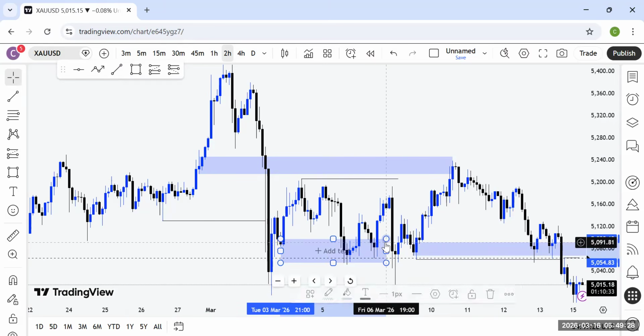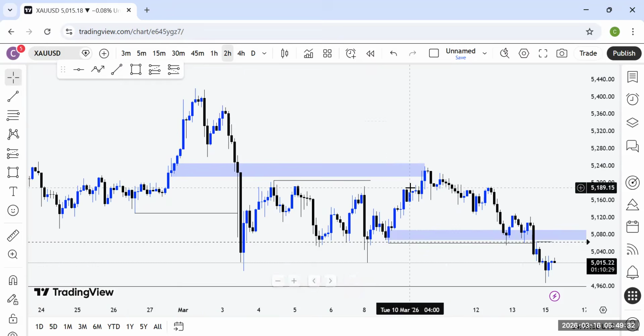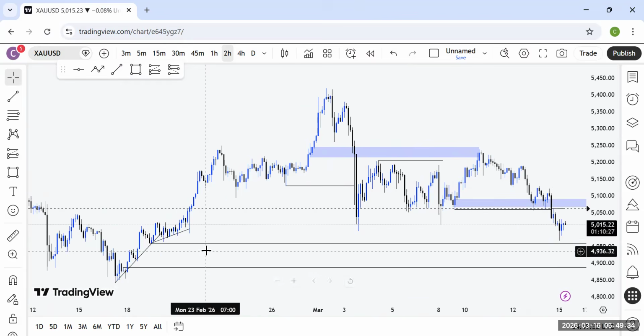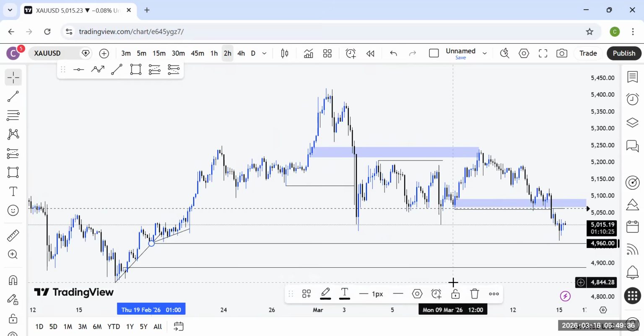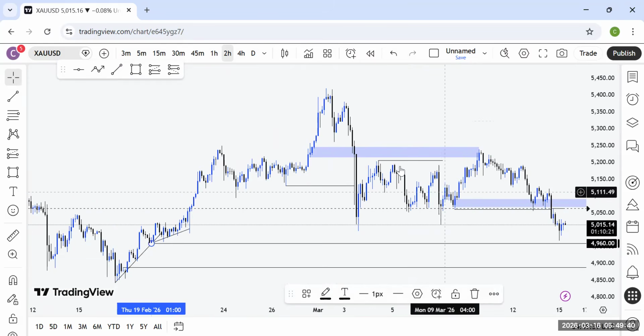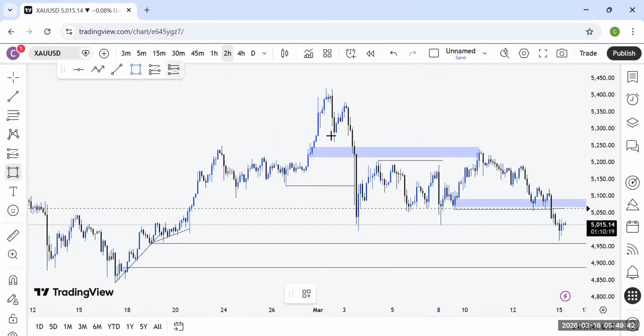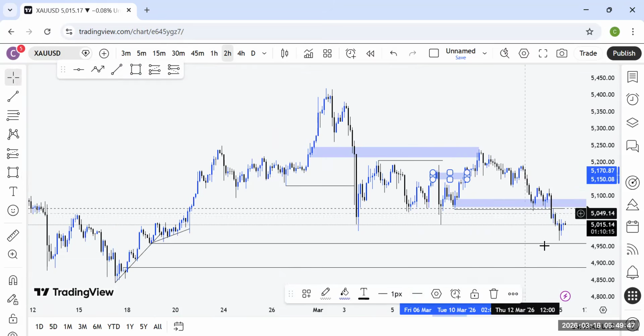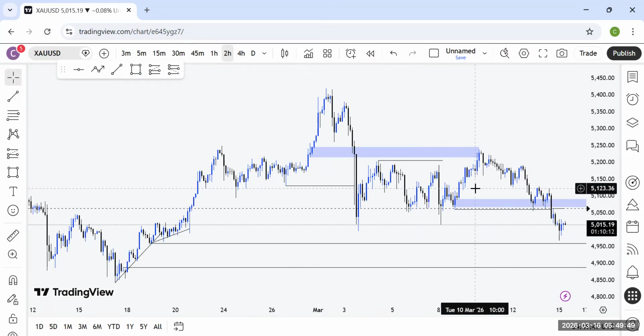If you see, I posted on my Twitter also that I'm targeting 49 something, which is this place. I'm targeting 49.60. I posted it when gold was around there. And currently gold is planning to get to the targets.